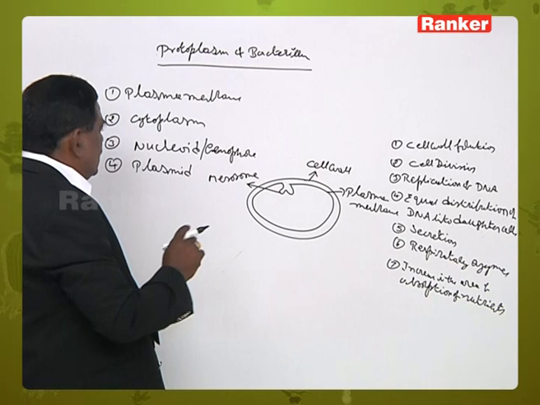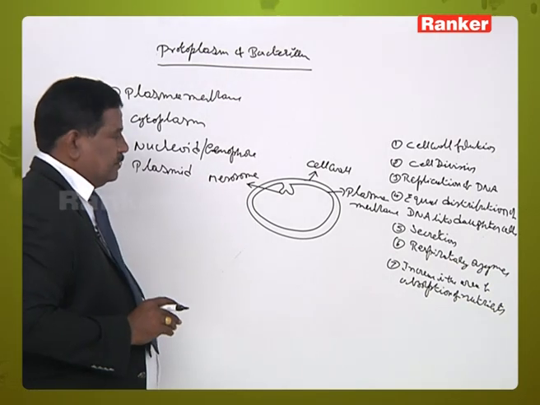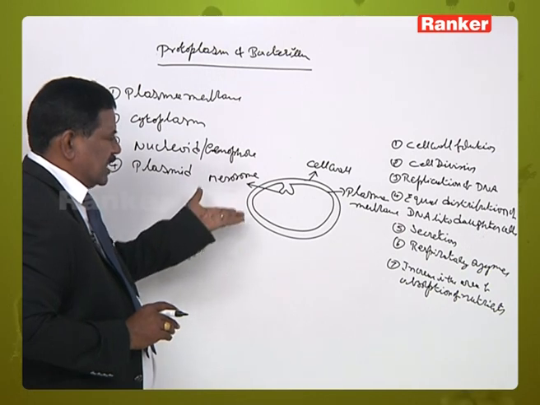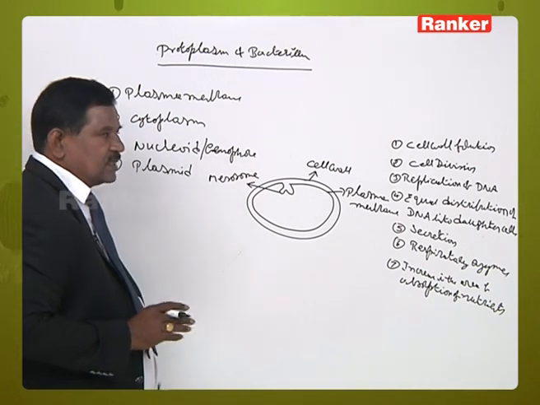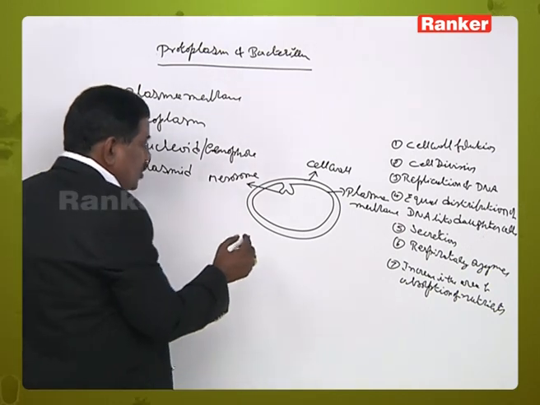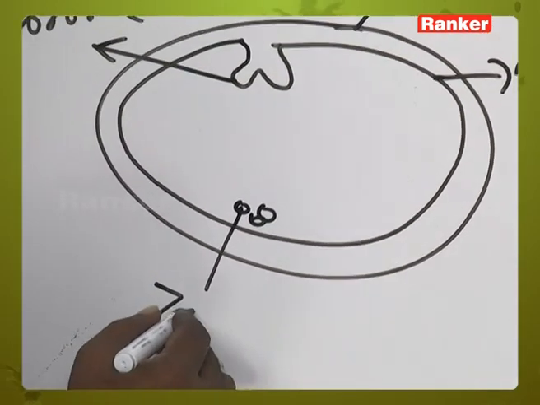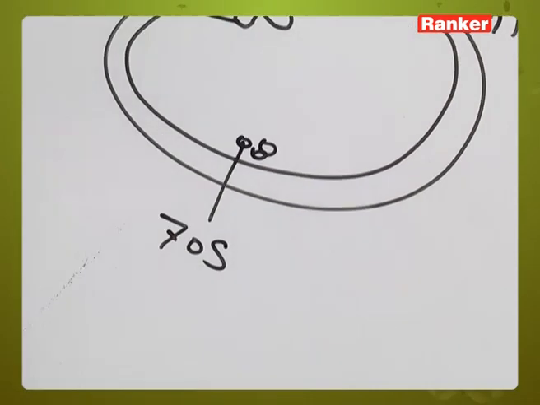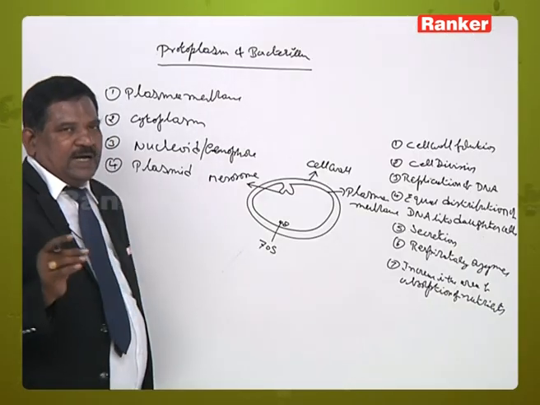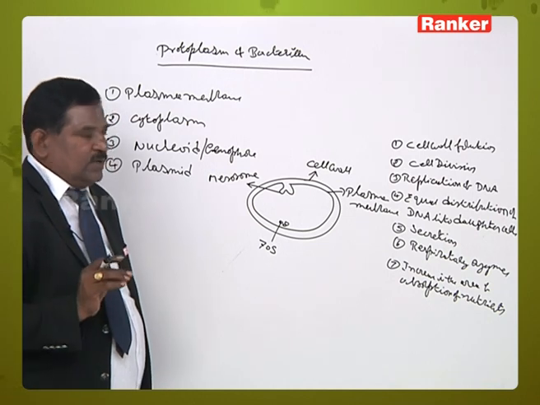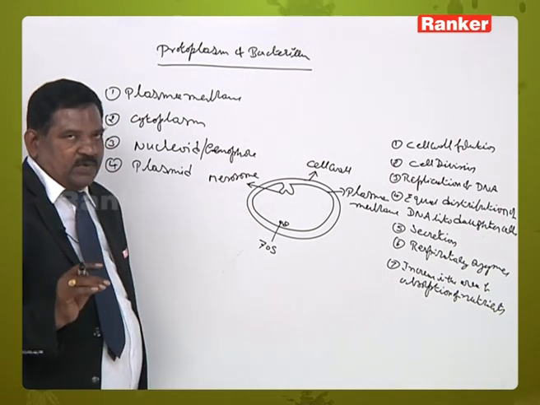Next, cytoplasm. In the protoplasm, the remaining substance other than the plasma membrane is called cytoplasm. In cytoplasm, only 70S type of ribosomes are present. All other membranous cell organelles are absent. Only 70S type of ribosomes present.